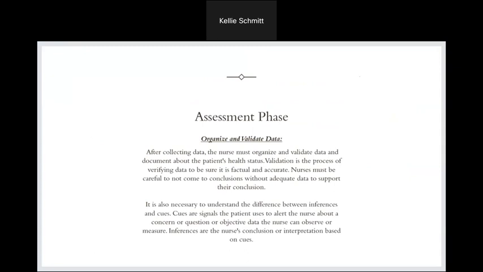We also need to know the difference between inferences and cues. Cues are signals the patient uses to alert a nurse about a concern. Inferences are the nurse's conclusion or interpretation based on cues. For example, the patient may complain about a painful incision 2 days post-op, and the nurse may observe the incision is red and feels hot. These are cues. The nurse then makes the inference that the post-operative incision might be infected.